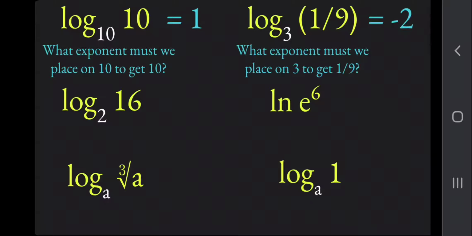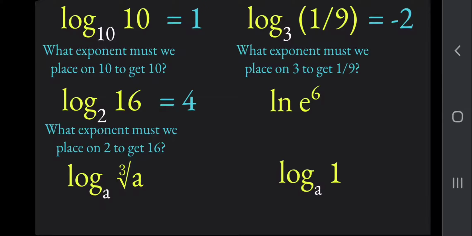that's going to be negative 2. If you look in the middle on the left, it says log base 2 of 16. So we have to ask ourselves, what exponent must we place on the 2 in order to get 16? Well, 2 to the first is 2, 2 to the second is 4, 2 to the third is 8, and 2 to the fourth is 16. So the exponent we need to place on the 2 to get 16 is 4, and so that's why log base 2 of 16 is 4.